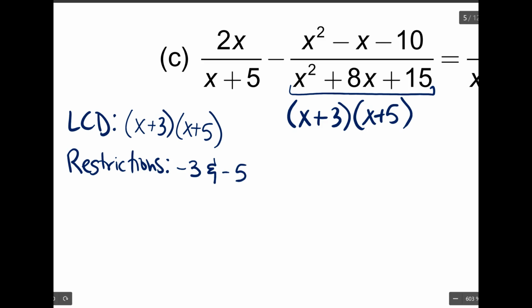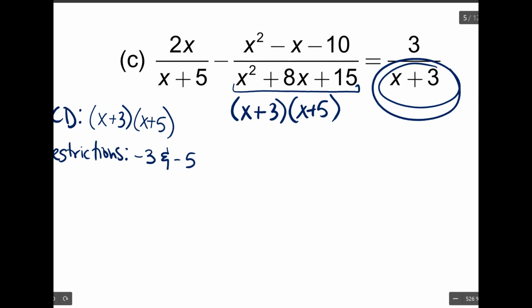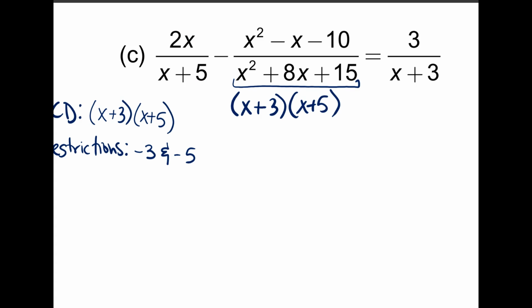Because what would happen if I plugged in -3 for x? The bottom over here would go to 0. If I plugged in -5, the bottom over here would go to 0, so that's not good. Okay, so step 1, factor fully.